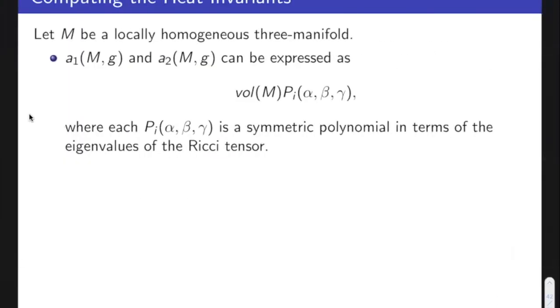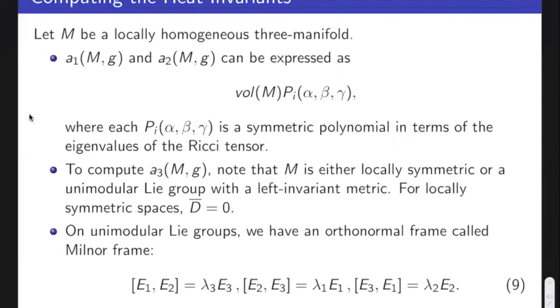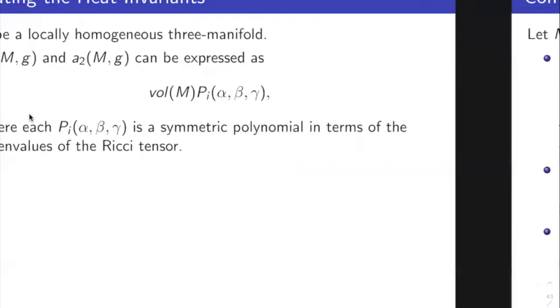So what was our strategy here? Let M be a locally homogeneous three-manifold. We know that we can express A1 and A2 as volume times a polynomial in terms of the eigenvalues of the Ricci tensor. Now, to compute A3, we divide into 2 different cases. From the result of Sekigawa, M is either locally symmetric or a quotient of a unimodular Lie group with a left invariant metric. For locally symmetric spaces, we can say that this term D bar is equal to 0.